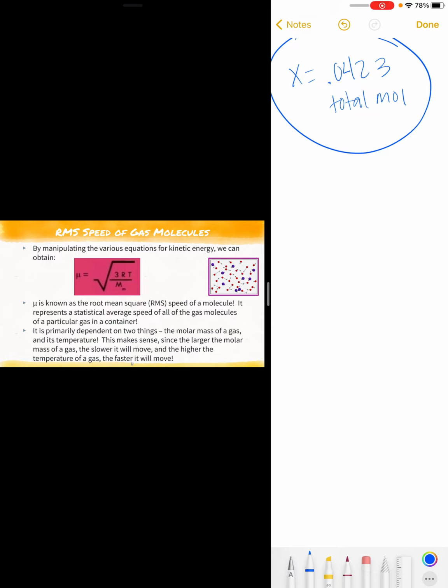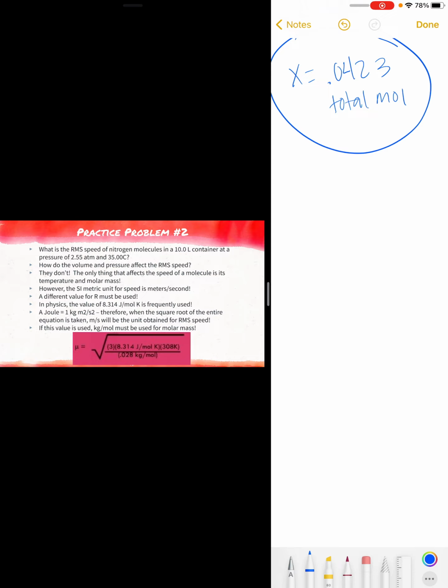So the weird looking thing that looks like a U, that's known as the root mean square, so RMS, speed of a molecule. It represents a statistical average speed of all the gas molecules of a particular gas in a container. It's primarily dependent on two things, the molar mass and its temperature. This makes sense because the larger molecules are going to move slower, but the higher the temperature, they're going to move faster. So there's kind of a picture of what that looks like.